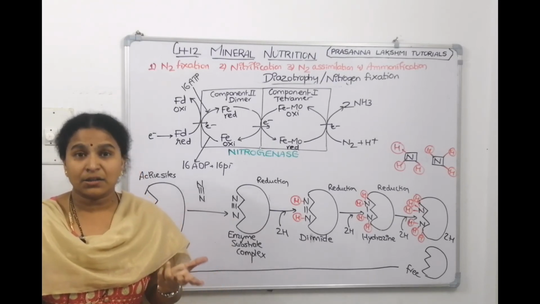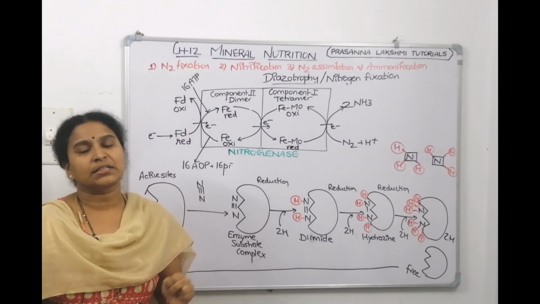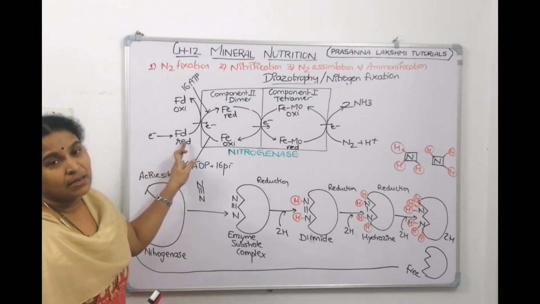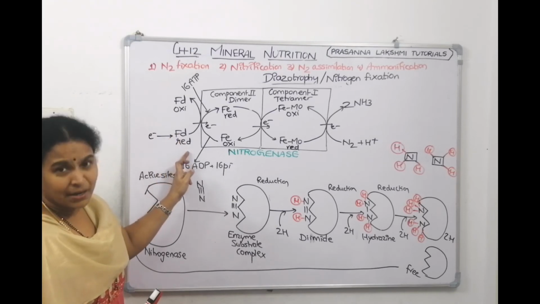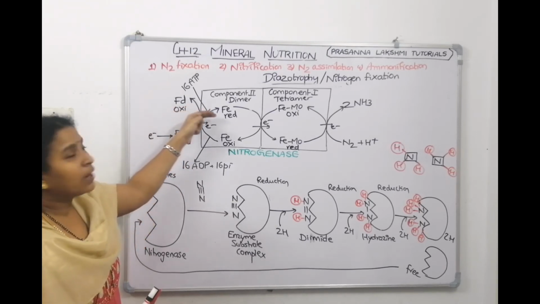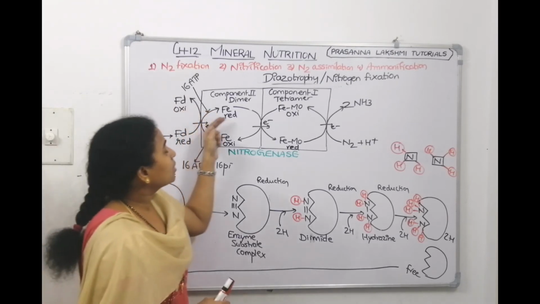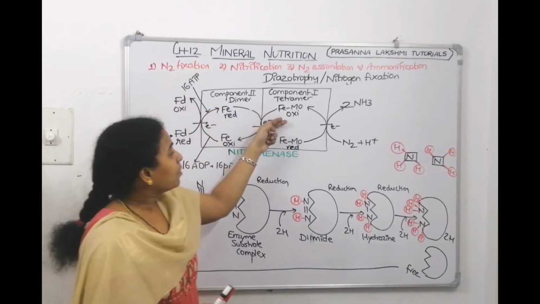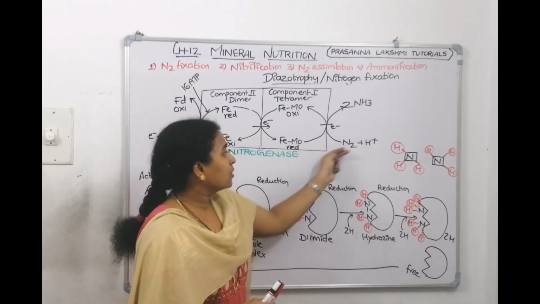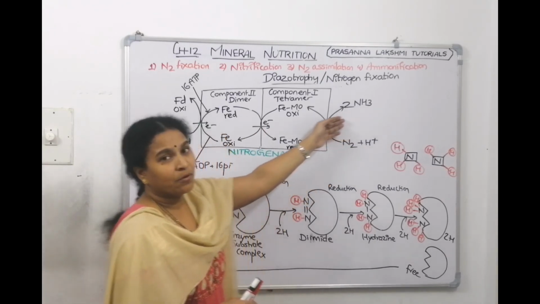From where are the electrons coming? From pyruvic acid, right? Who will take the electrons? Ferredoxin. After taking the electrons, it gets reduced. It will get oxidized, pass on the electrons to iron. Iron passes on the electrons to iron molybdenum. Iron molybdenum passes on the electrons to nitrogen. Nitrogen takes protons and electrons, it becomes ammonia.